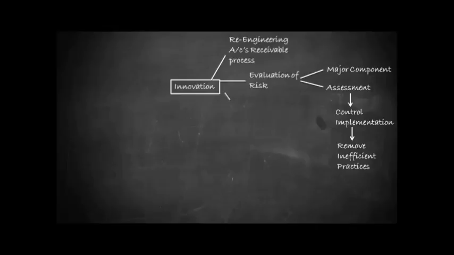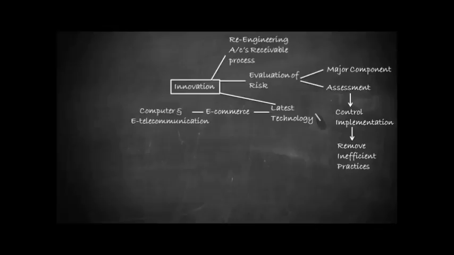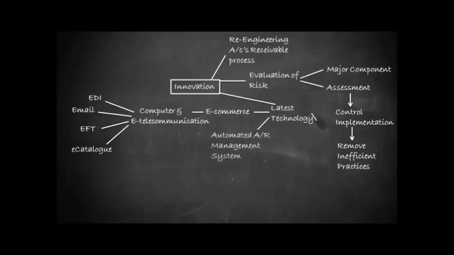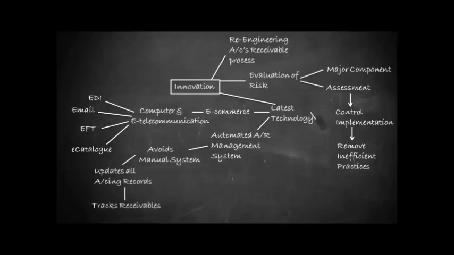And for having better control over these receivables, the latest technologies can be made use of. What are they? One is e-commerce, where we can make use of the computer and e-telecommunication like EDI, email, EFT, then e-catalog, so that we have control over receivables. And we can also have an automated accounts receivable management system which avoids the manual system and updates all accounting records and also helps in tracking receivables.